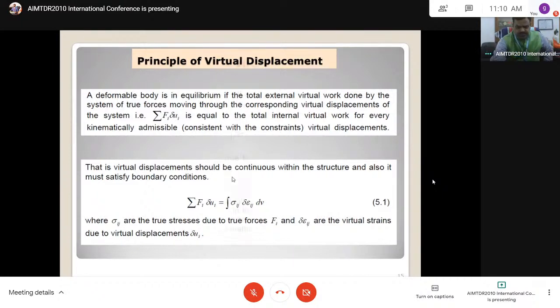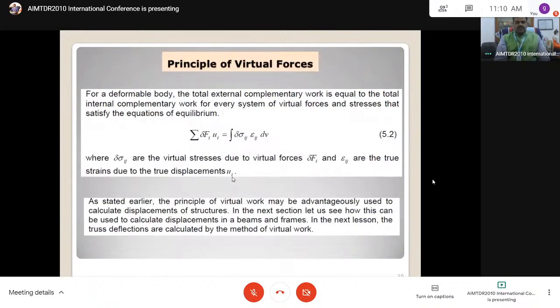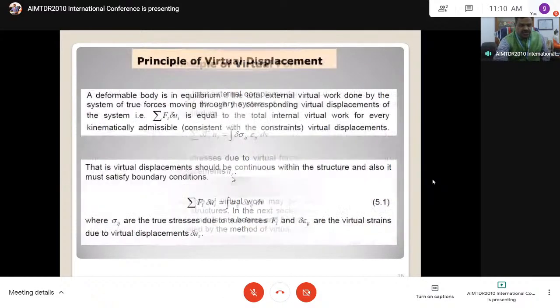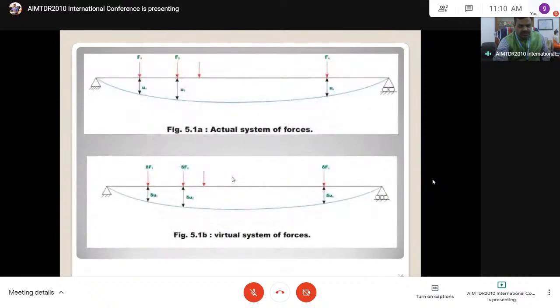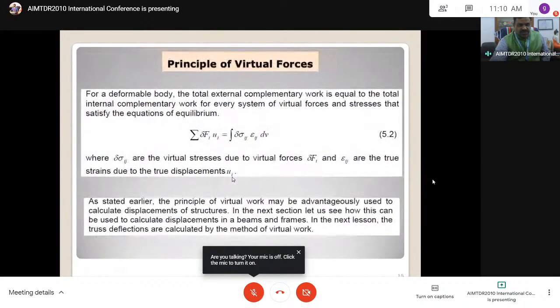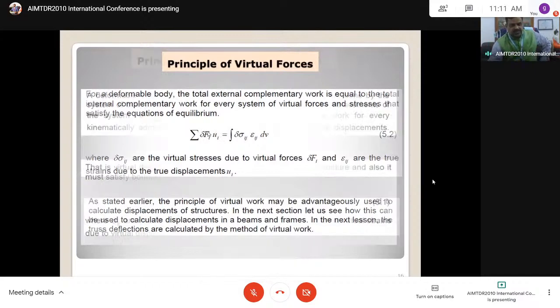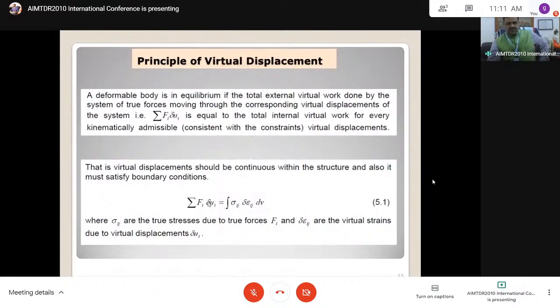Now, this is the virtual displacement. If I give a virtual displacement, this is the equation. If it is a virtual force, vice versa, you can see: real displacement, virtual force. The earlier one is virtual displacement, real force. These are the external, these are the internal. Engineering mechanics will consider this pattern. In strength of materials, we have to equate in mechanics of materials. That is the difference between rigid body mechanics and deformable body mechanics.